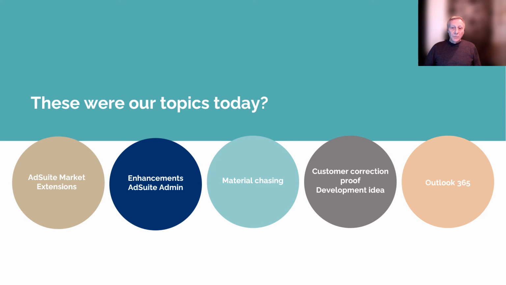So to summarize the presentation today, we looked at some extensions in AdSuite Market, closing some of the gaps between Enterprise and Market, and enhancements that have been done in AdSuite Admin. We had the new material chasing copy functionality and the development idea from Alpha for customer correction proofs, and then finishing off with the Outlook 365 authentication problem.